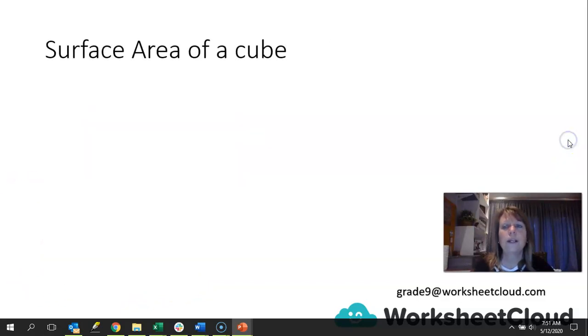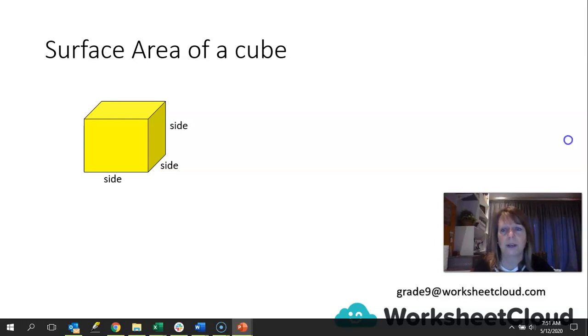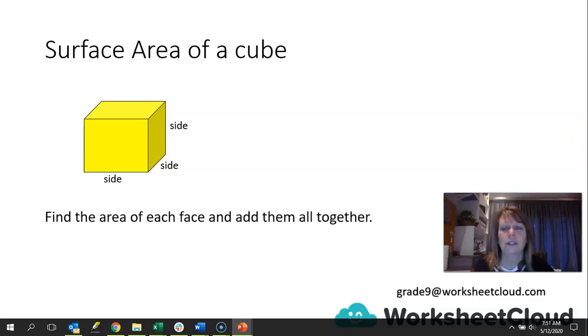Right. Let's look at the surface area of a cube. This one is so much simpler because, as you know, a cube is the 3D version of a square. So there we have it, and we've got side, side, side. And the reason they're all called sides is because they are all the same measurement. Okay, so if you want to find the surface area of a cube, we are going to find the area of one of the faces, or we can find them all and then add them together.